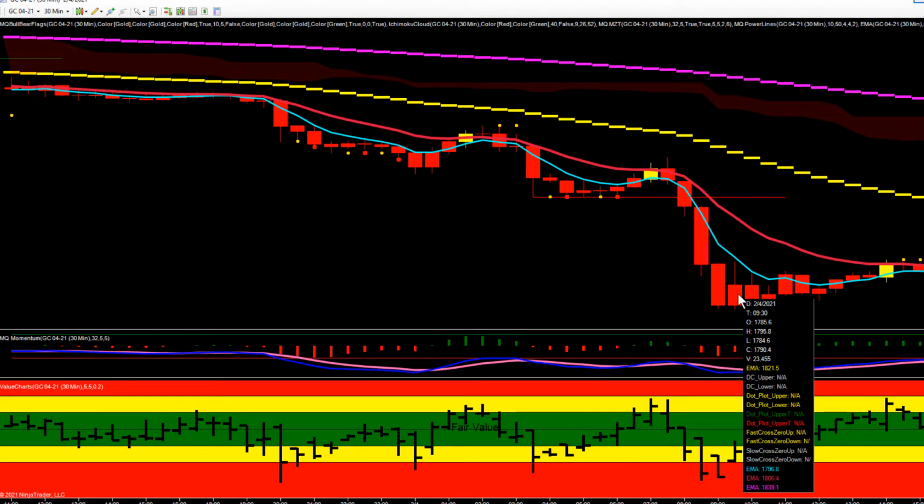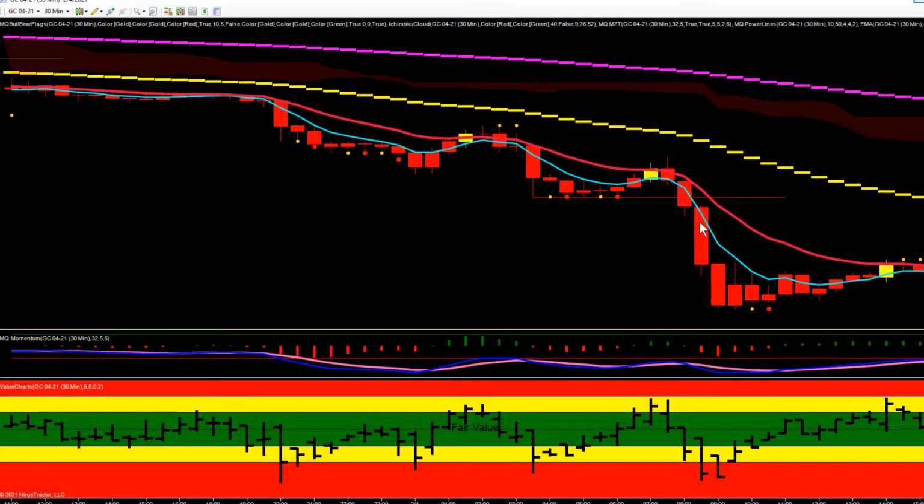The low ended up being all the way down at 1784. So potential $4,000 per contract if you caught the bottom, which nobody is. Nobody's catching the bottom, but definitely a nice profit opportunity based on that. If you shorted right there and just trailed each bar, you definitely would have had potential to make a pretty good chunk of change out of that.